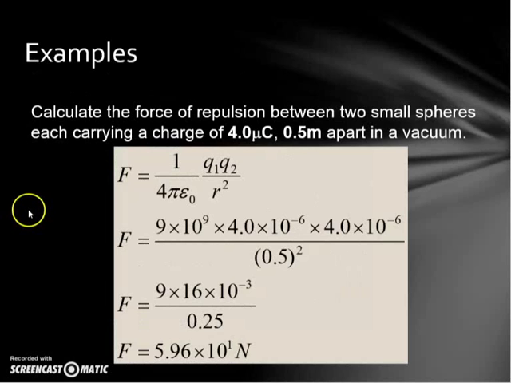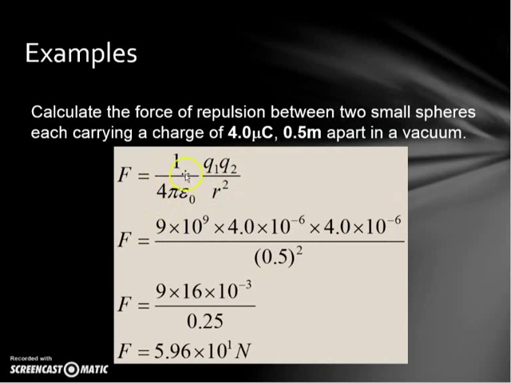Now, I've got some examples to go through here. They shouldn't take too long. If we're trying to calculate the force of repulsion between two small spheres that are each carrying a charge of 4 microcoulombs, and they are 0.5 meters apart in a vacuum, we've identified all the parts there, we have to find the force. So we use Coulomb's law. Force is equal to 1 over 4 pi epsilon naught times Q1, Q2 over R squared.